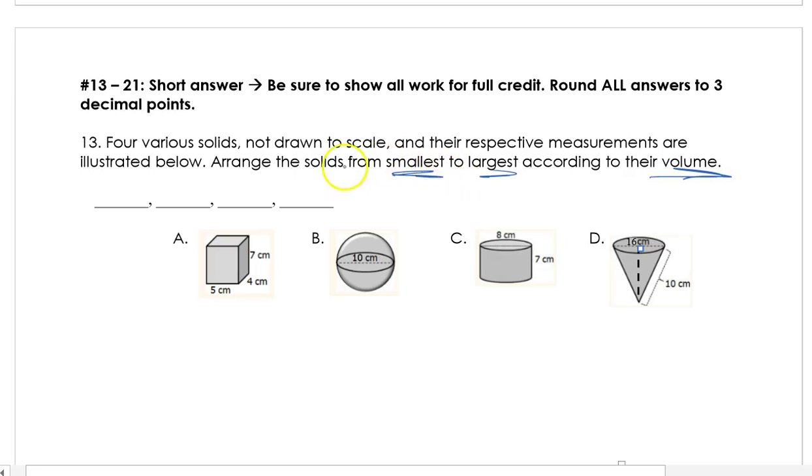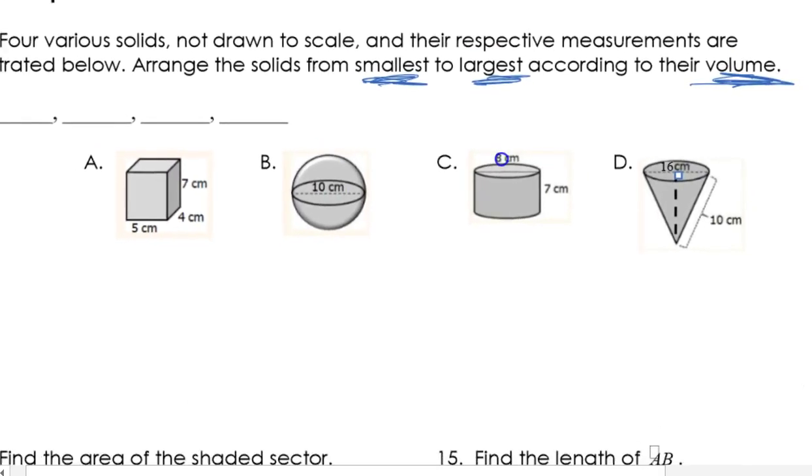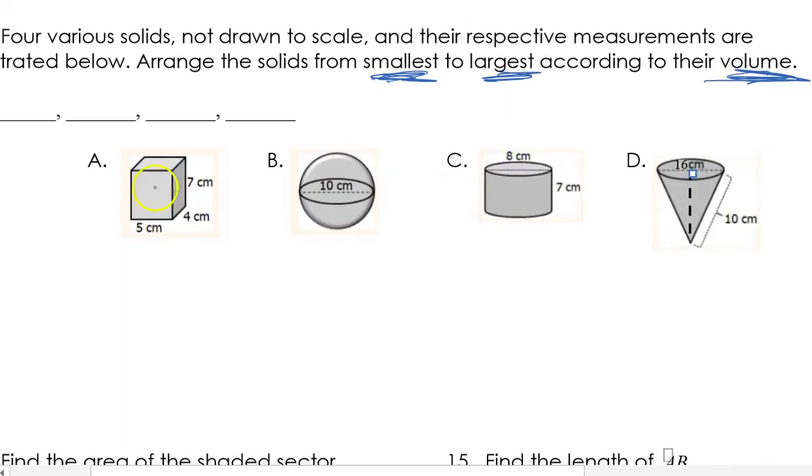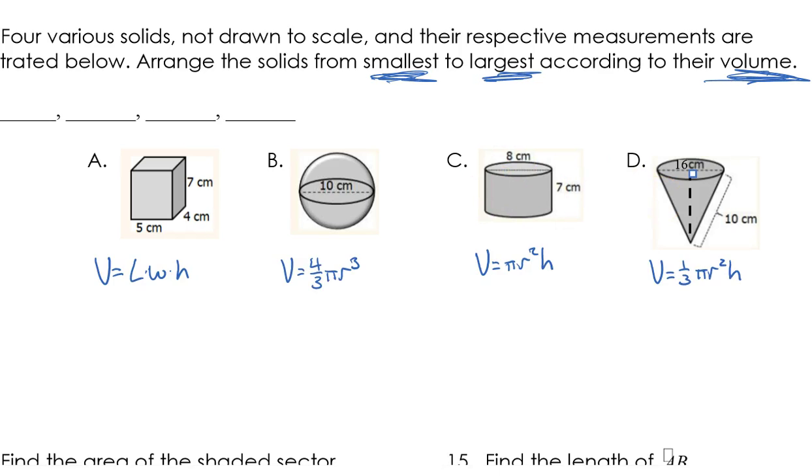Question number 13, we're trying to find the volume of each of the solids and arrange them from smallest to largest. Looking at our problems, we see that we have a rectangular prism, a sphere, a cylinder, and a cone, all of which we have volume formulas for from our formula sheet. As we can see here, volume equals length times width times height, which we all have.